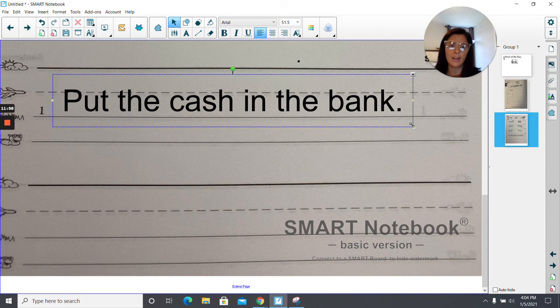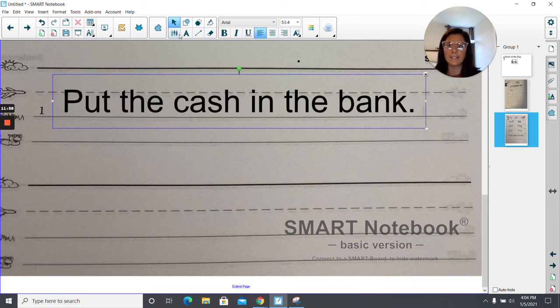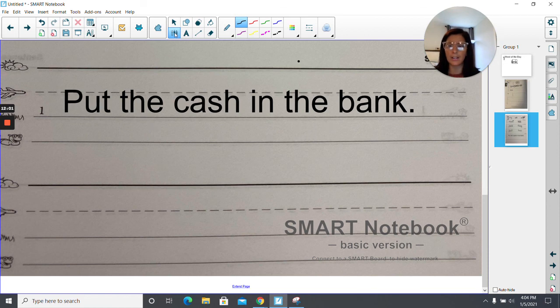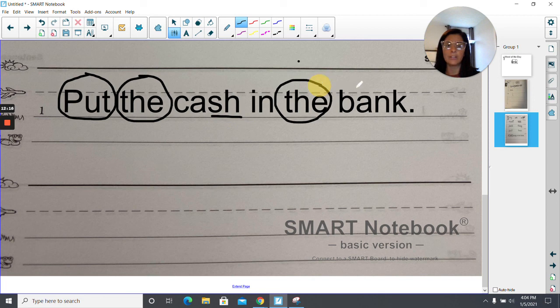Good job. All right, let's go ahead and mark up our sentence. If you need to pause to finish writing, that's fine, and then hit play. So put is a trick word. The is a trick word. We have a digraph in cash. Then we have the again, and we have a glued sound in bank. Okay, let's read the sentence together two times. Put the cash in the bank. One more time. Put the cash in the bank.